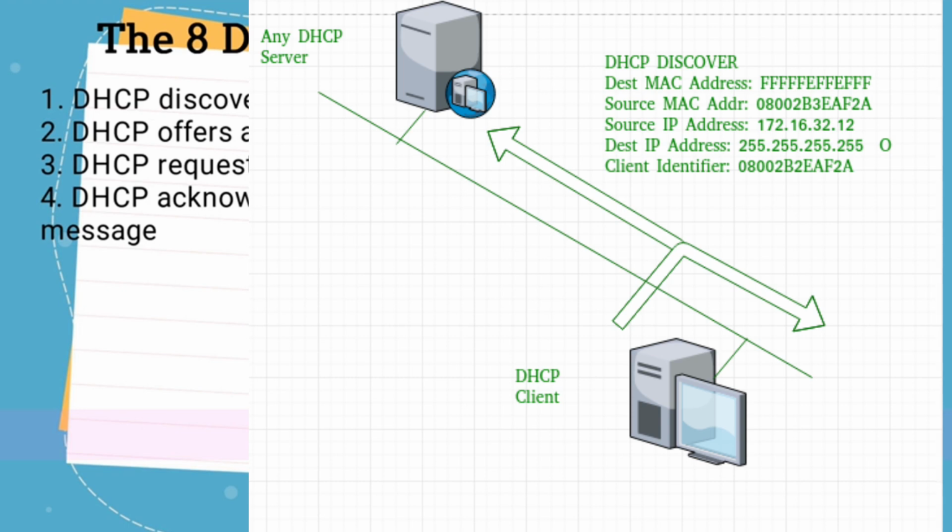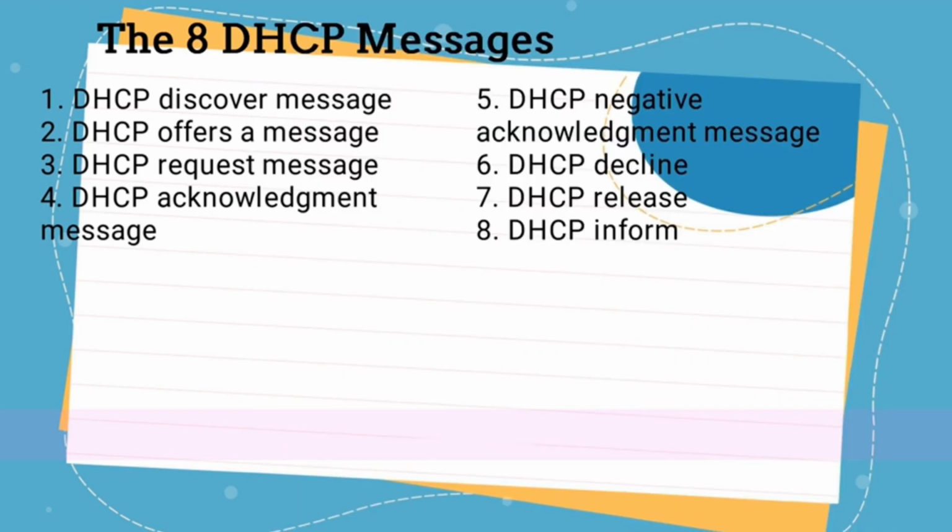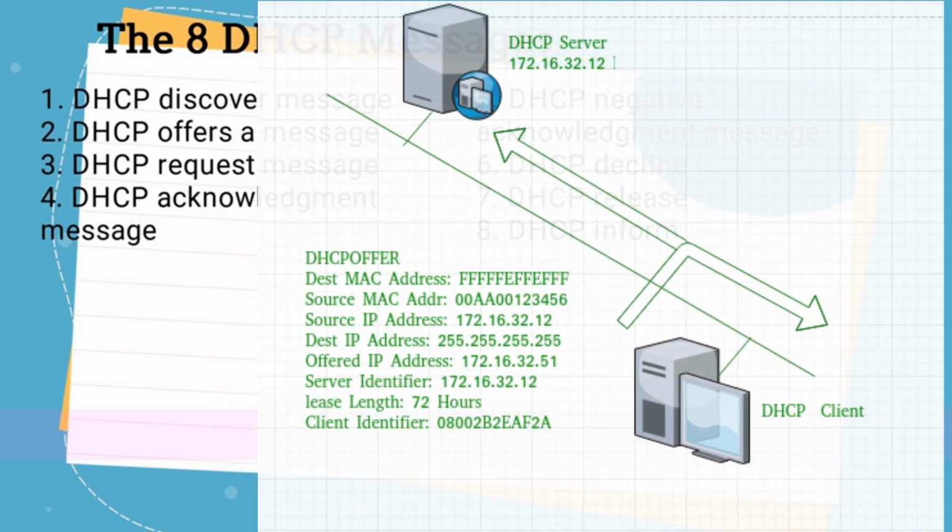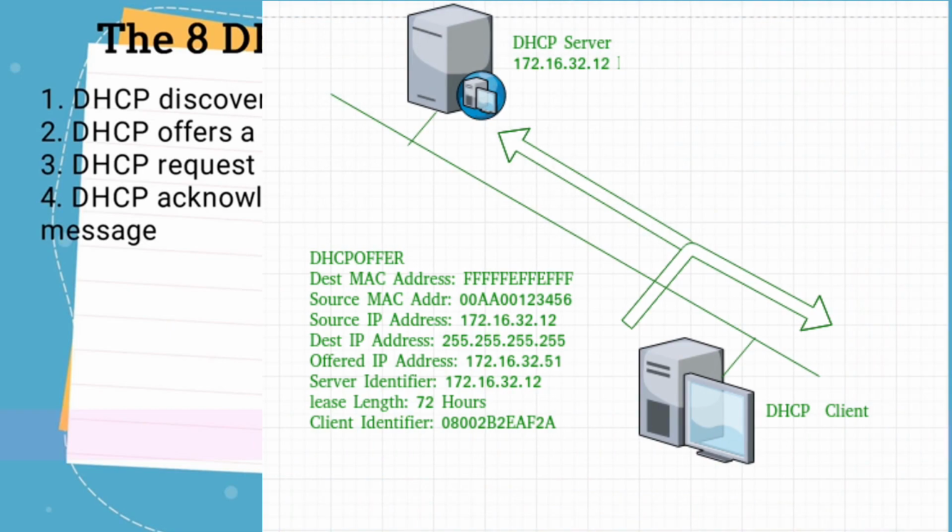The destination MAC address server is 12 times Fs. The source IP address is 0.0.0.0 because the PC had no IP address till now. And the destination IP address is 255.255.255.255, the IP address used for broadcasting. As DHCP discover messages are broadcast to find out the DHCP server or servers in the network, therefore the broadcast IP address and MAC address are used.